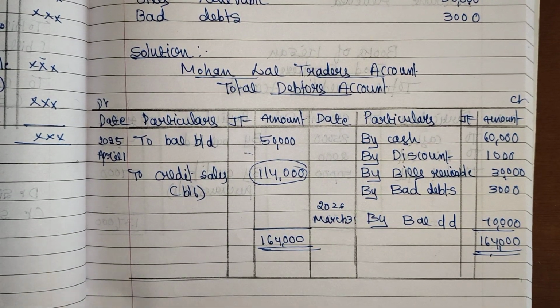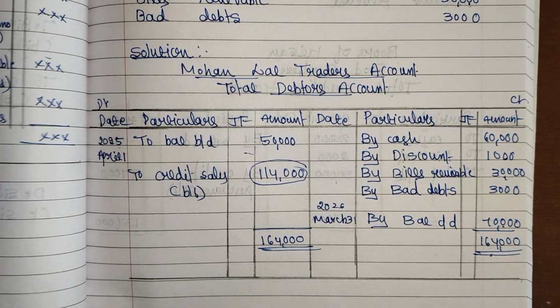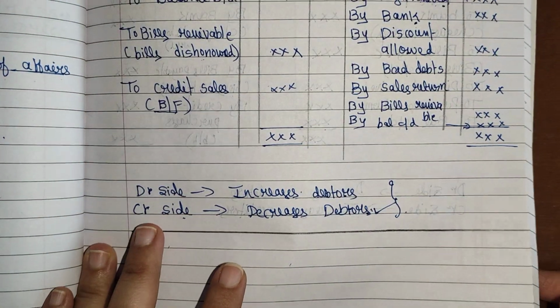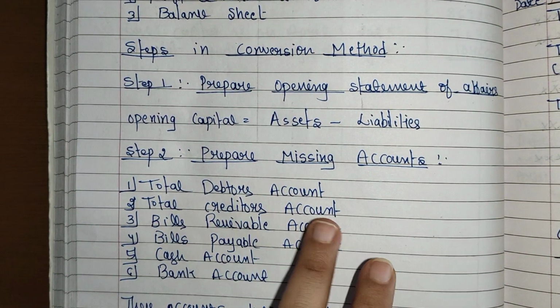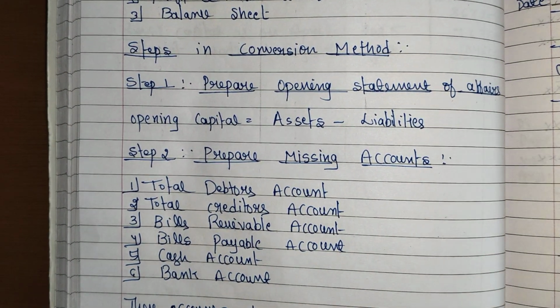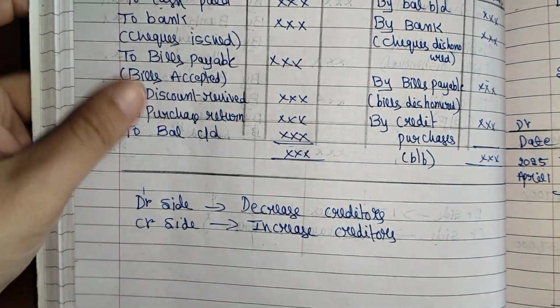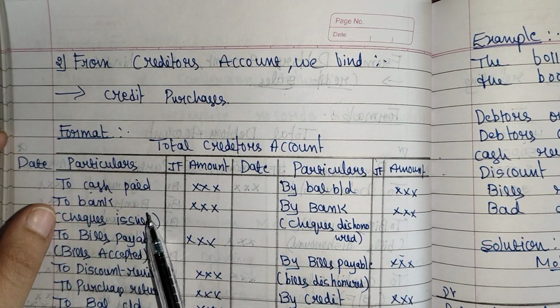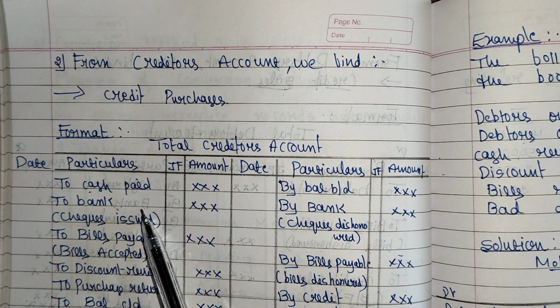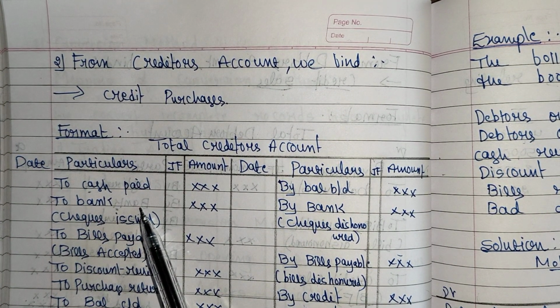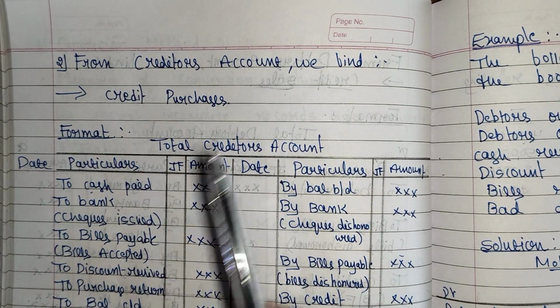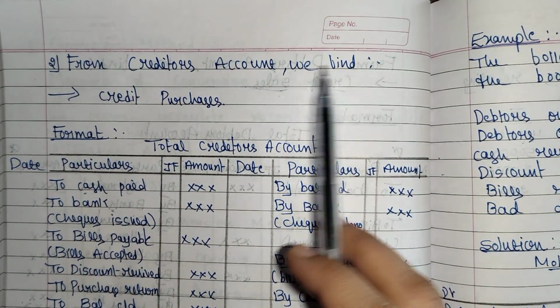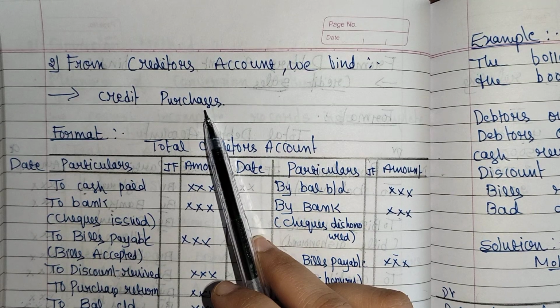Then we will get credit sales amount. Clear? Now in the second step we prepare the debtors account. Next, go to the total creditors account. If we prepare the total creditors account, then we find credit purchases. If we prepare the debtors account, we are able to find out the credit sales. Remember, if we prepare the creditors account, we find credit purchases.